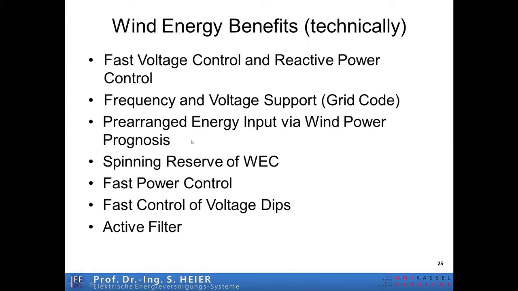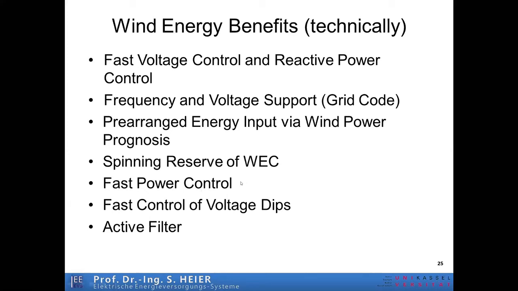And so we can also deliver positive or negative reserve. Another thing is the spinning reserve of wind turbines. The spinning reserve of wind turbines is very high, and this we can use, but we must come to other regulations. Another point is the fast power control.